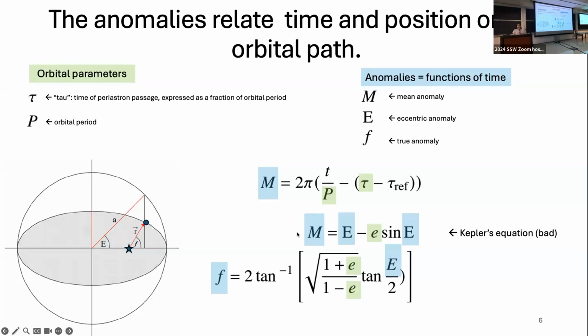And then another anomaly, which is related by not a bad equation again to eccentric anomaly, is the true anomaly. This is just another geometric way to keep track of the fact that the planet's going to be moving at different rates throughout the orbit. So we've got two orbital parameters that make it into these equations, and then we've got three anomalies, which are all functions of time.